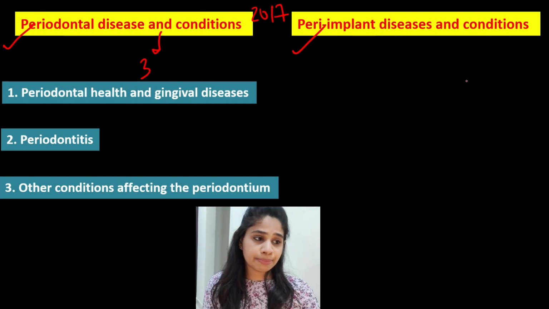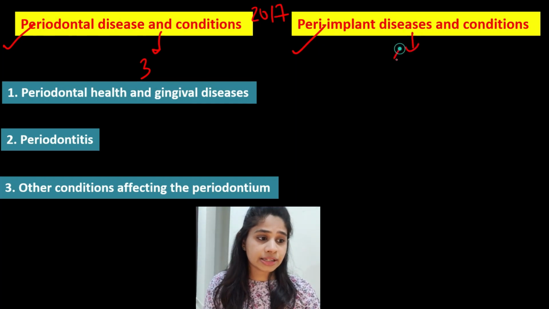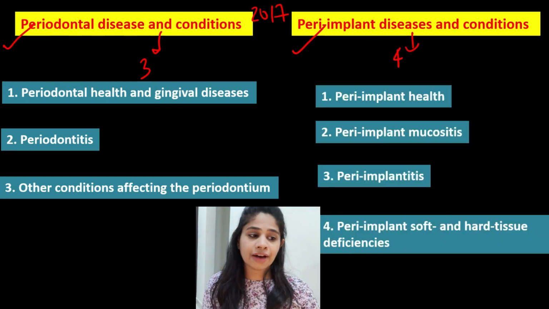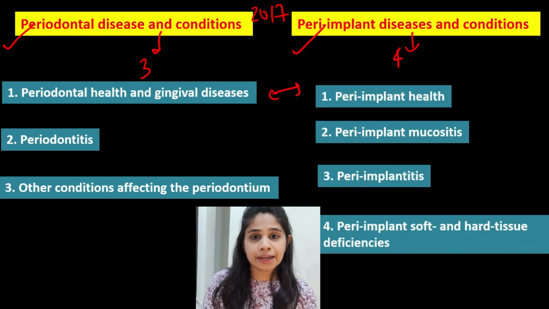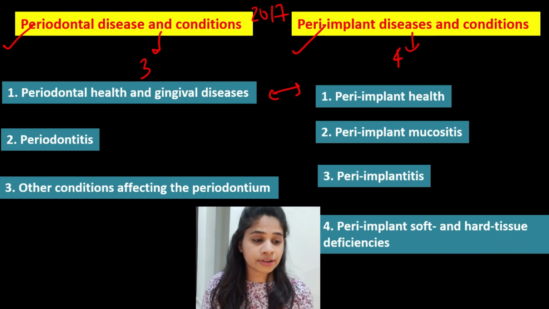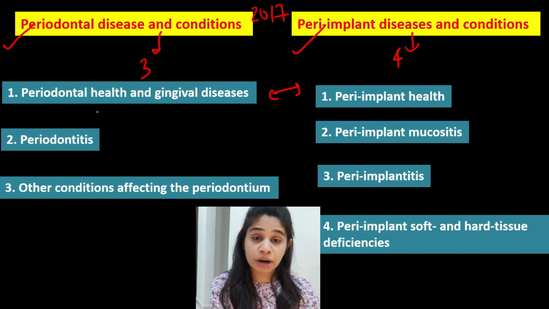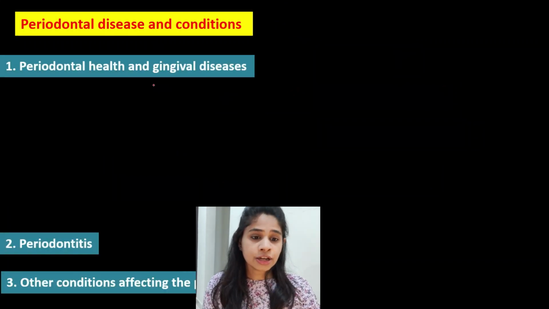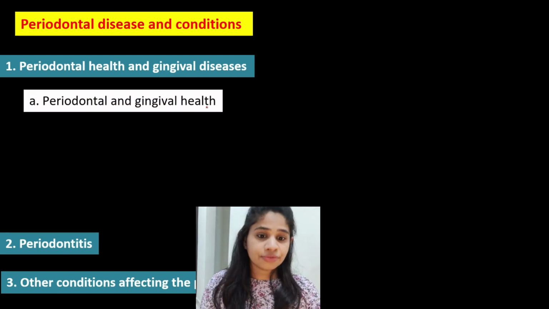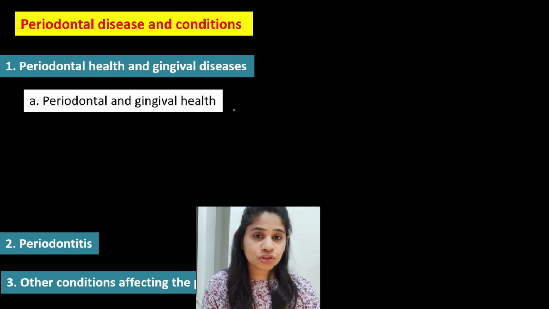Coming on to the peri-implant diseases, this is further categorized into four subgroups. Here we have the peri-implant health. Then we have the peri-implant mucositis, where the mucosa is affected. We have peri-implantitis, and ultimately a new category of peri-implant soft and hard tissue deficiencies. So first let's discuss the periodontal diseases, wherein we'll discuss periodontal health and gingival diseases. This is further categorized into three major subgroups. Firstly, we have the periodontal and gingival health. Here both the periodontium and the gingiva are healthy.